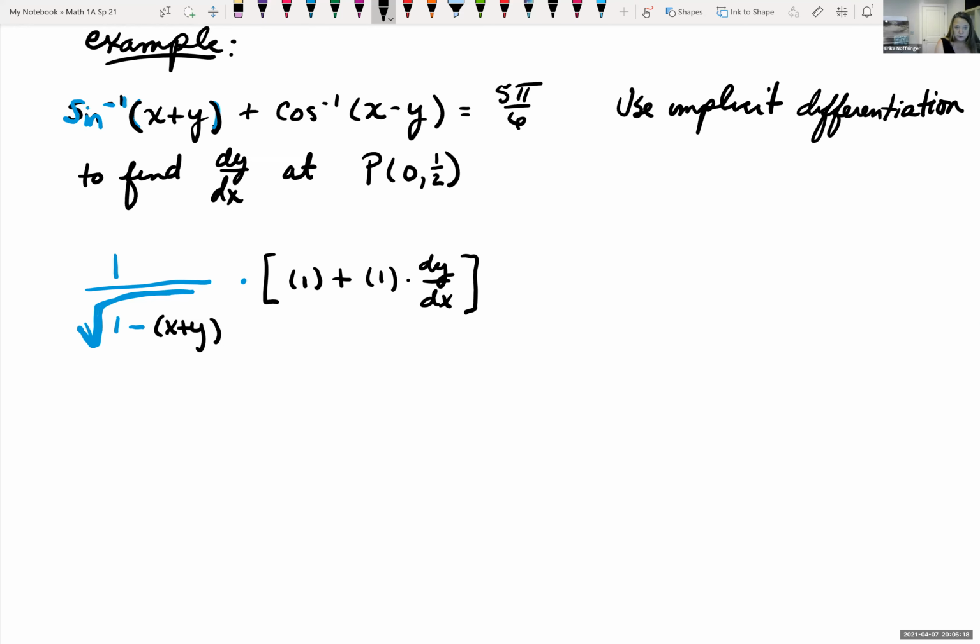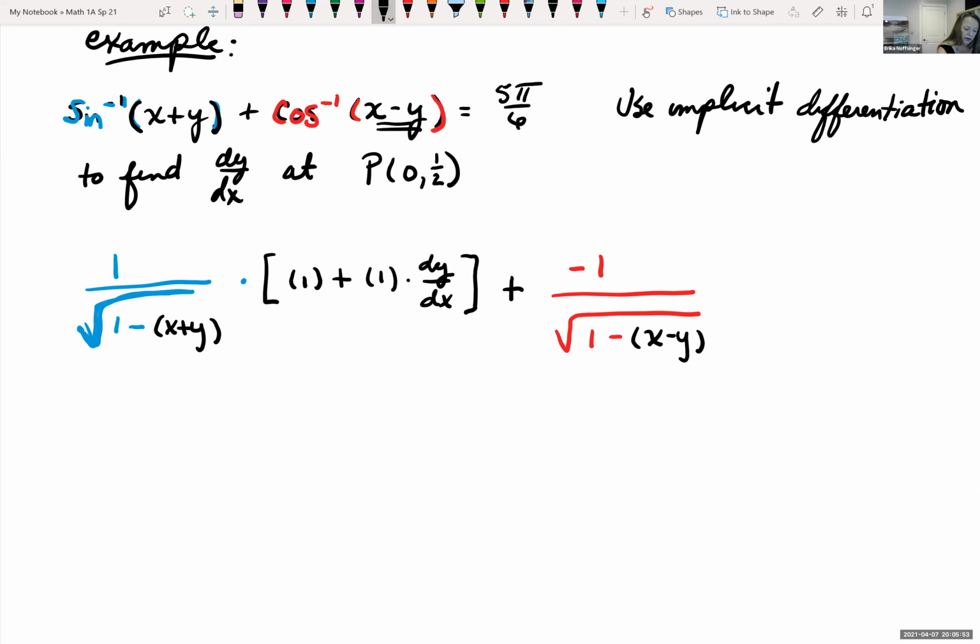Okay, so that was the derivative of the first piece, plus the derivative of cosine. Cosine was one that was similar to sine, except the only difference was there was a -1 instead. And so again, we're going to be using the chain rule here. So cosine inverse, that would be -1 all over the square root of 1 minus the inside, which in this case is x minus y, times the derivative of this inside.